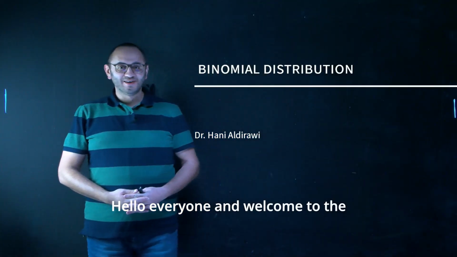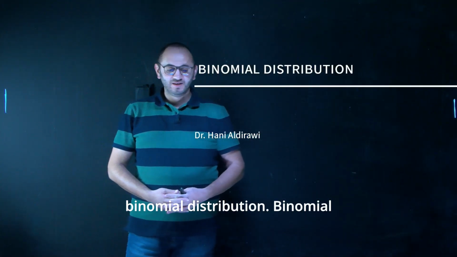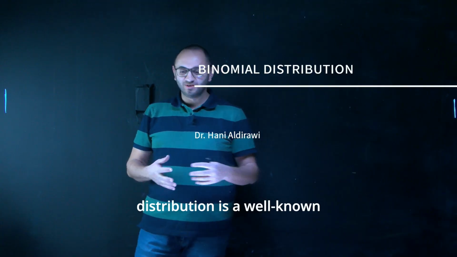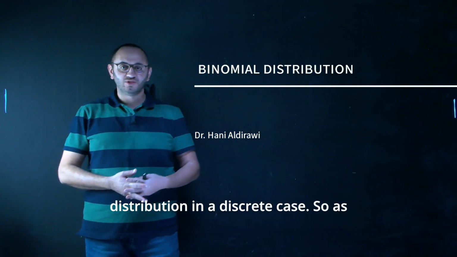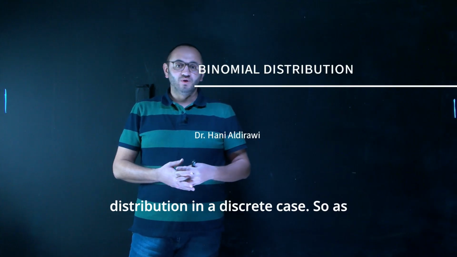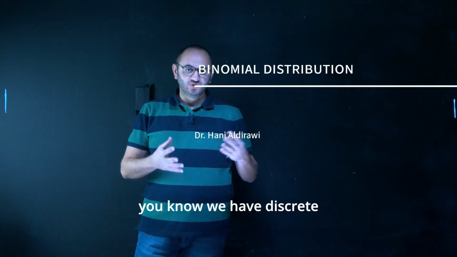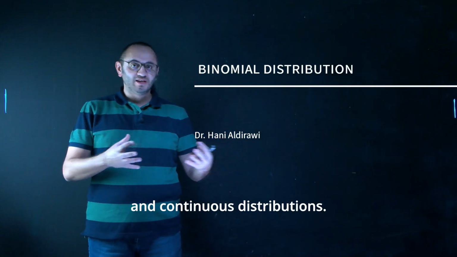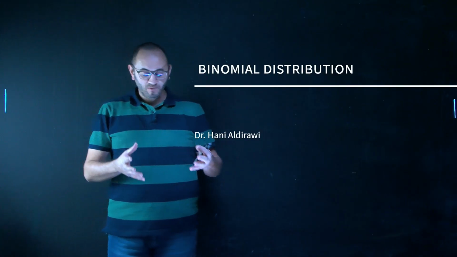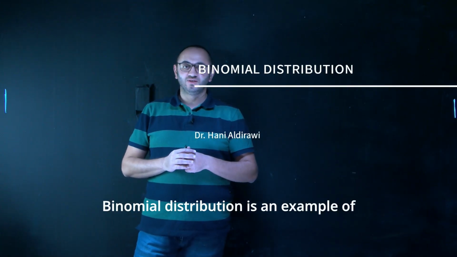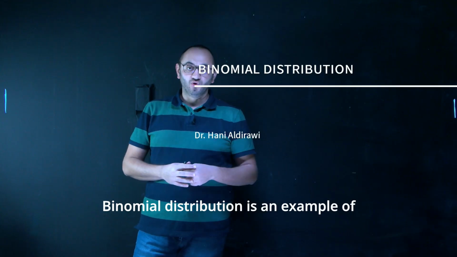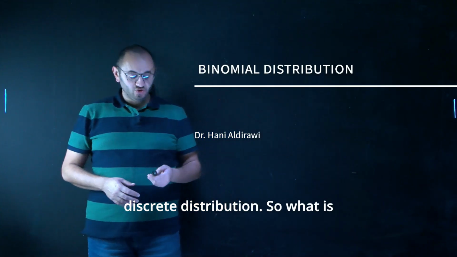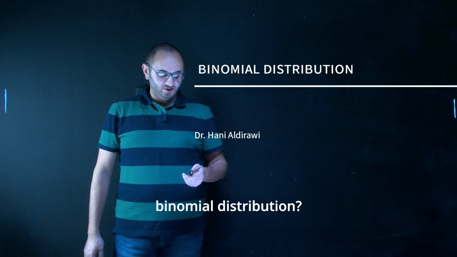Hello everyone and welcome to the binomial distribution. Binomial distribution is a well-known distribution in a discrete case. So as you know, we have discrete and continuous distributions. Binomial distribution is an example of discrete distribution. So what is binomial distribution?